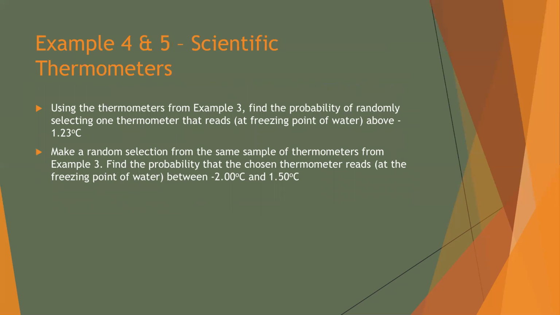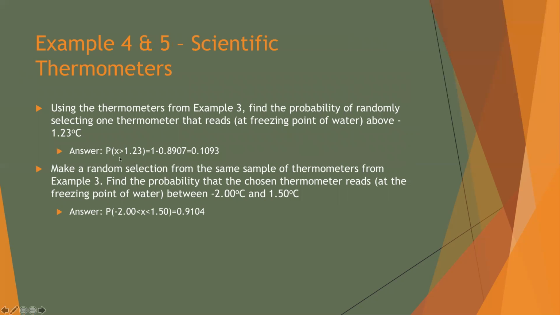Examples 4 and 5 here. Using that same thermometers in example 3, find the probability of randomly selecting one thermometer that reads above 1.23 degrees Celsius. So in this case, you'd find 1.23 again on your positive z-scores. You'd see 1.2, and then you'd see the 0.03 in the top row. And you'd go to where that is in your table, and I think you'll see 0.8907.